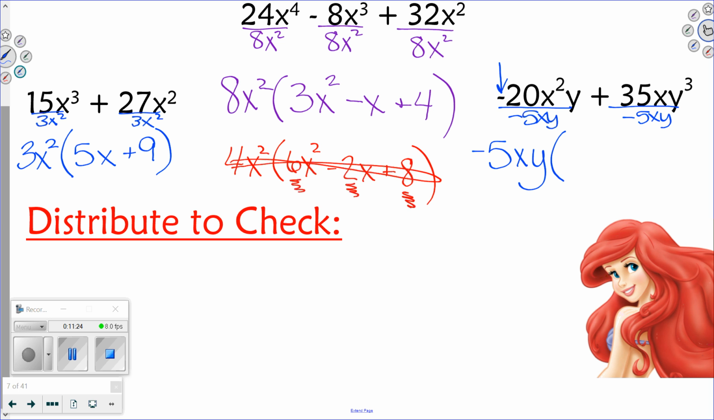So what do I have left when I take that out? It's negative 20 divided by negative 5. It's 4. I had 2 x's. I took 1. 1 left. I had 1 y. I took 1 y. No more. Then I had 35 divided by negative 5. Negative 7. Had an x. Took an x. Had 3 y's. Took 1. Good. And again, I can do that mental check. 4 and 7, nothing goes into those. No common x's and y's in both, so I know I took out the greatest common factor.